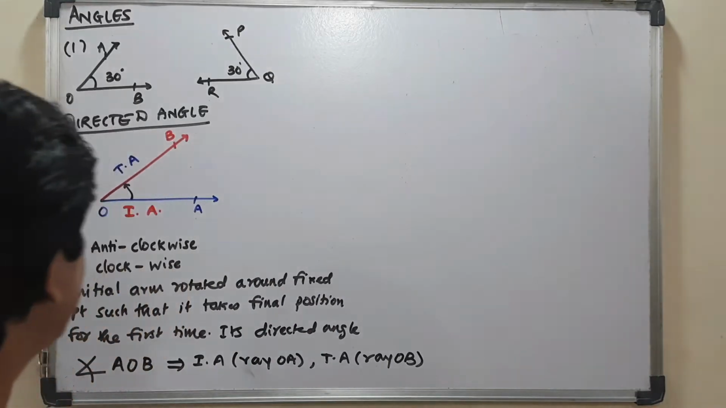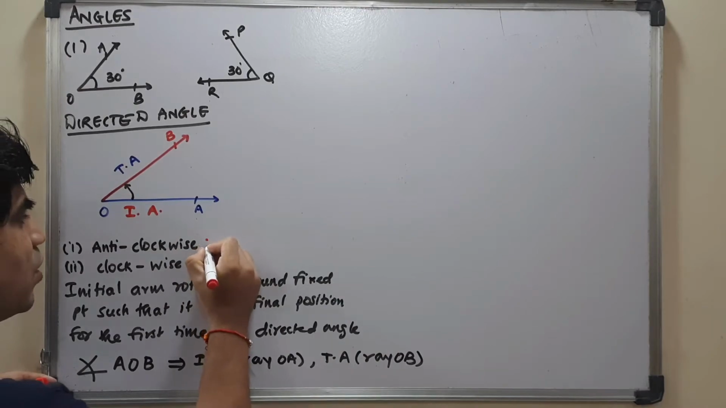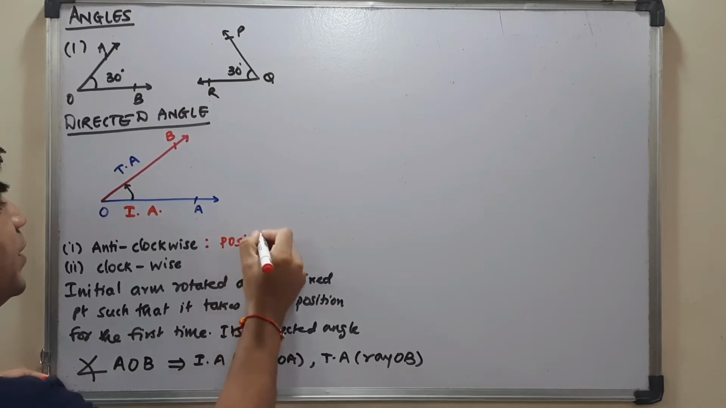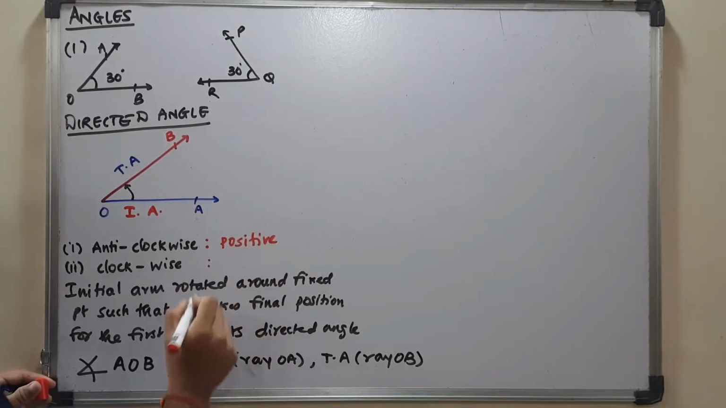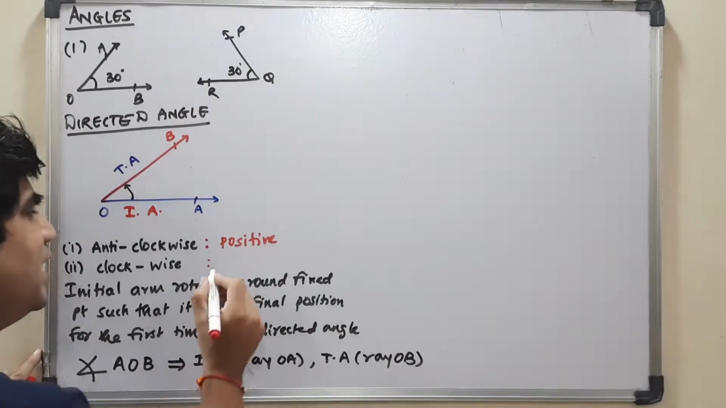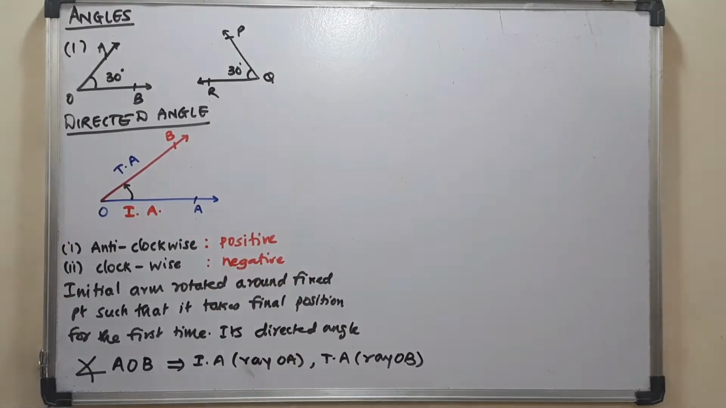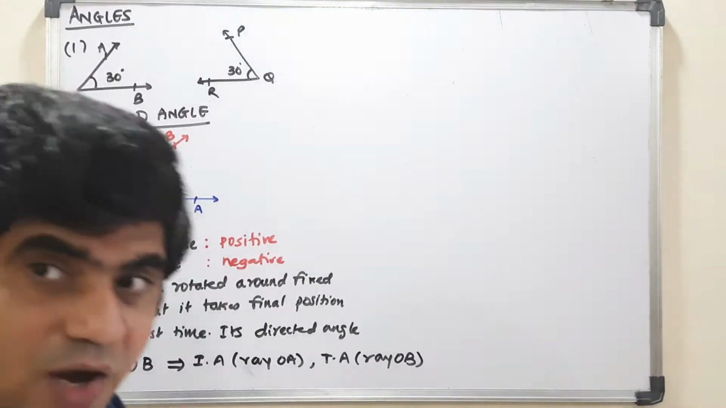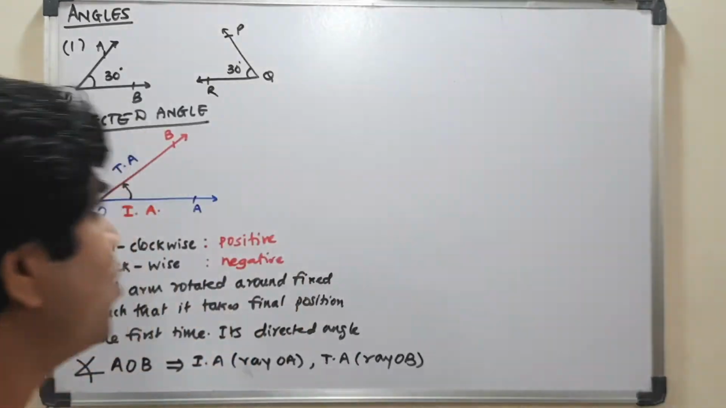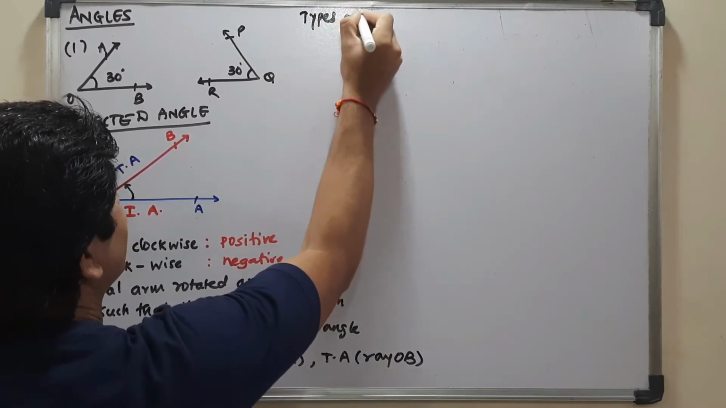Now if the rotation is anti-clockwise, then the angle is considered to be positive. And opposite, obviously, if the rotation is clockwise, the angle considered will be negative. Okay, so now I understood exactly what an angle is. So let us see what the types of angles are.